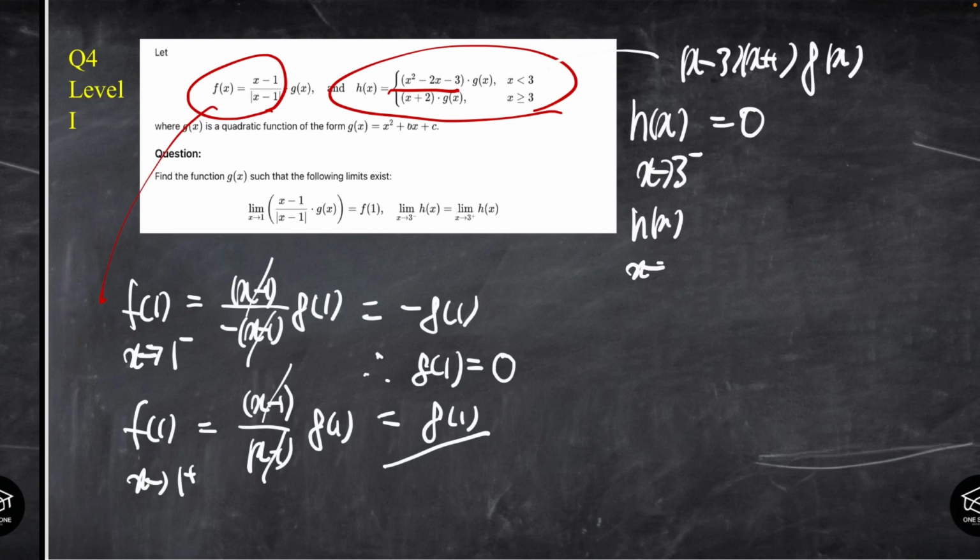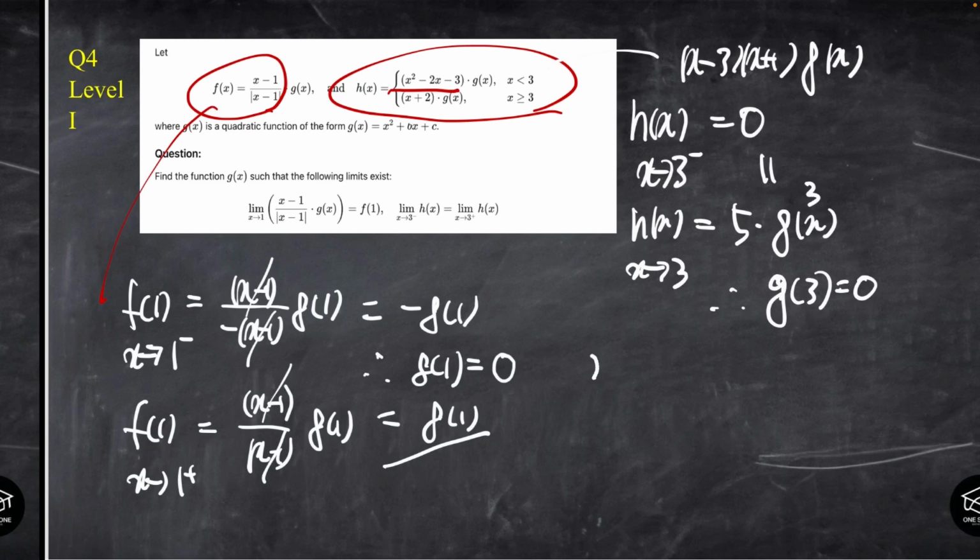Now, on the right side of x equals 3, h of x becomes x plus 2 times g of x. Plug in 3 and you get 5 times g of 3. To match the left-hand limit, we need 5 times g of 3 to equal 0. That means g of 3 equals 0. So now we know g of 1 equals 0 and g of 3 equals 0.